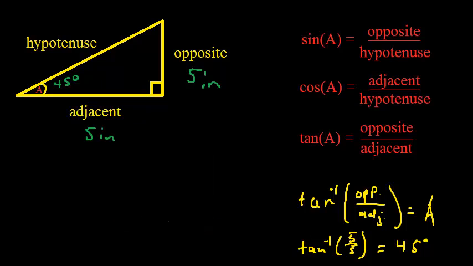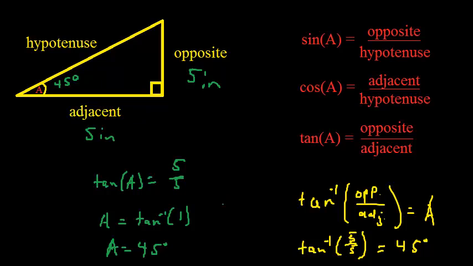function. Another way you might see this set up is if you had the tangent of A was equal to the opposite over adjacent, or 5 over 5. Now in order to find A, you take the inverse tangent of both sides. The inverse tangent of tangent is just A, and then I'm left with the inverse tangent of 1. This then, the inverse tangent of 1, gives me that A is equal to 45 degrees. So just two different ways of saying the same thing. There's two different ways that you might see that set up.